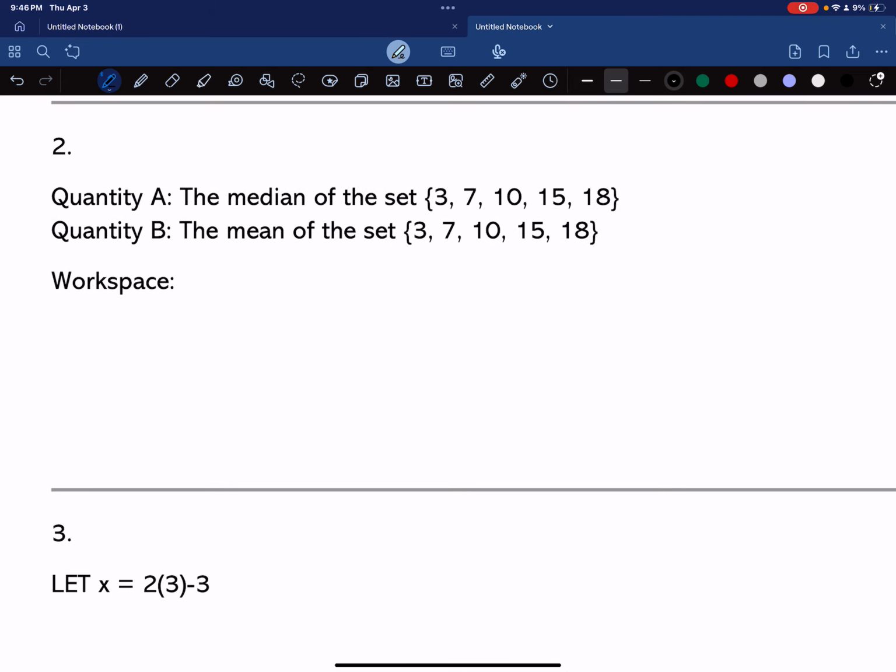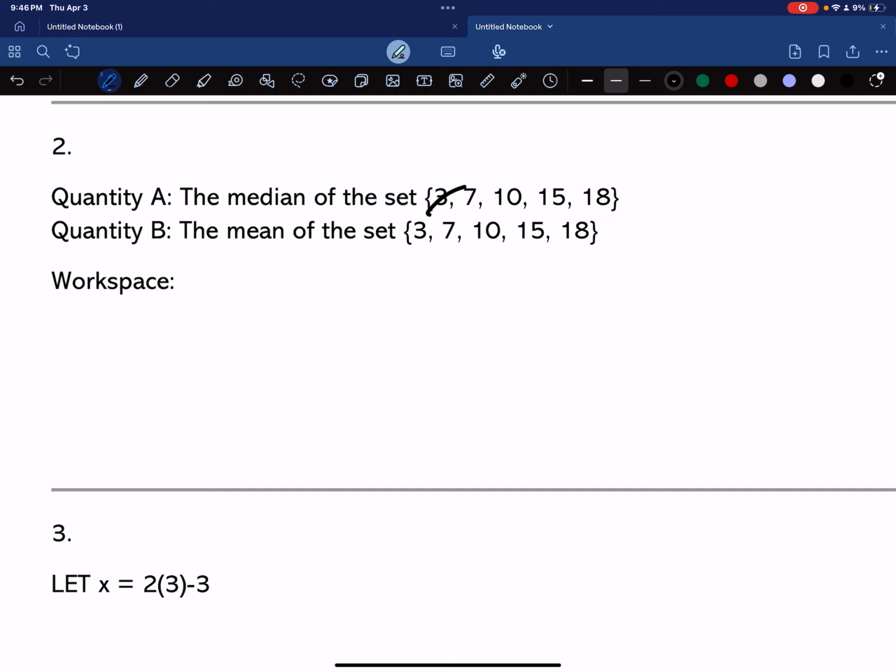The median of the set and the mean of the set. So this is like a statistics problem. You should know what a median and a mean is. So for median, we just got to find the middle element. It's pretty obvious just by looking here. It's 10.